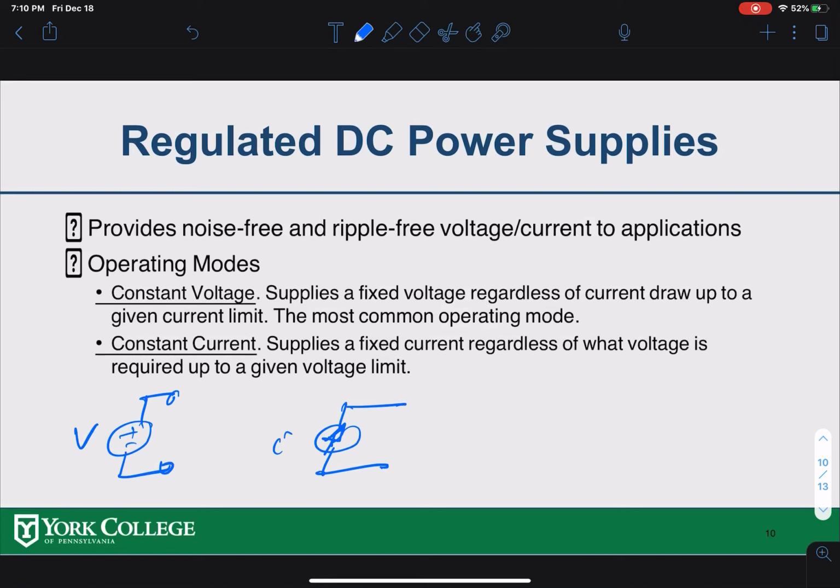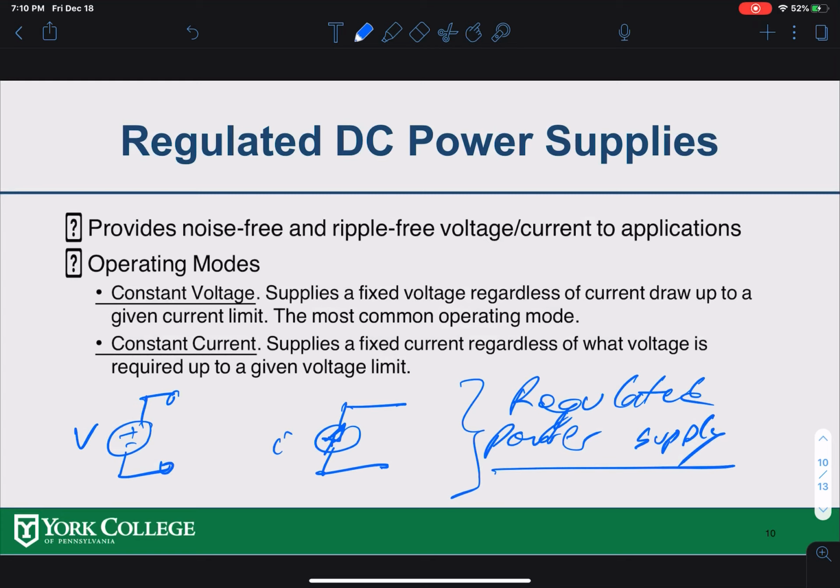You can do both of them in your device, like the Agilent power supply we have in the lab. But in the lab, what we basically use is a regulated power supply. That means you regulate your output voltage and your output current. So we regulate how much we want from the supply in terms of voltage or current.